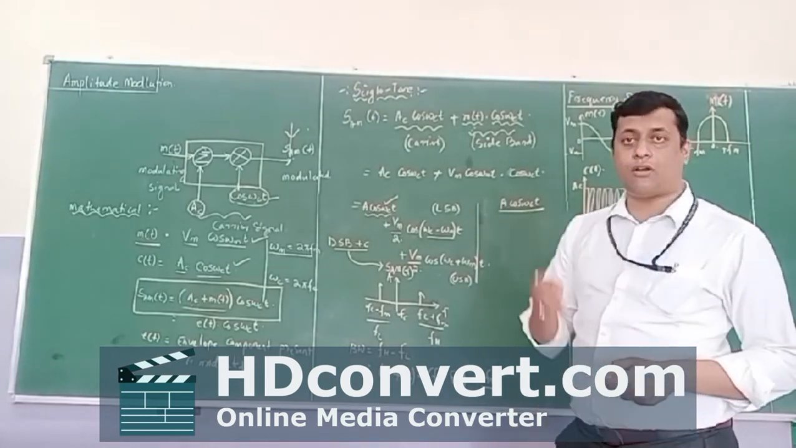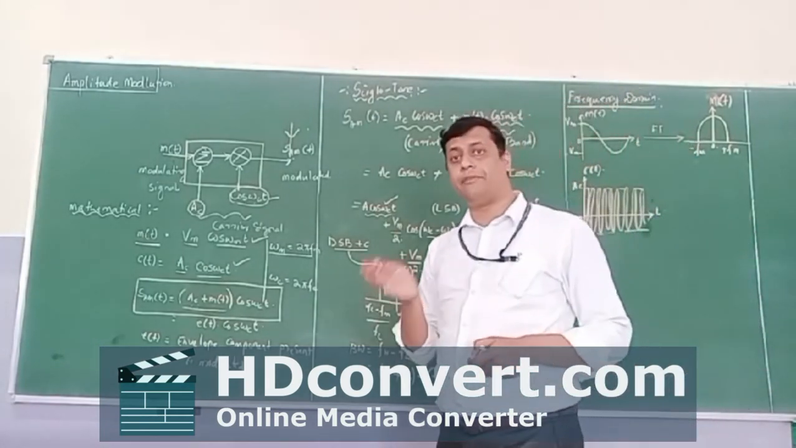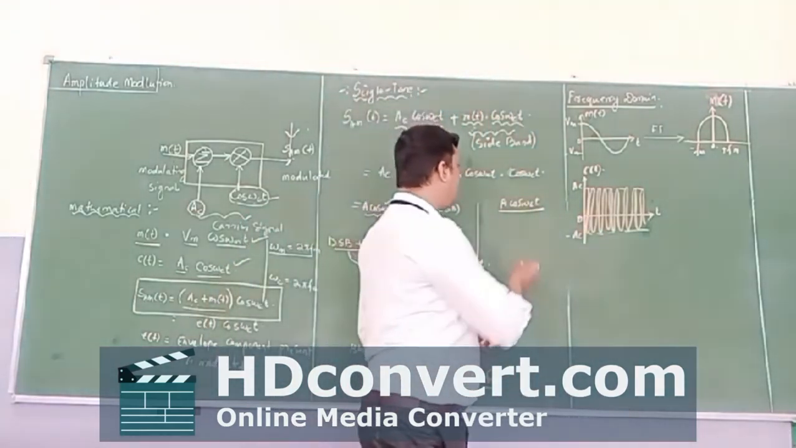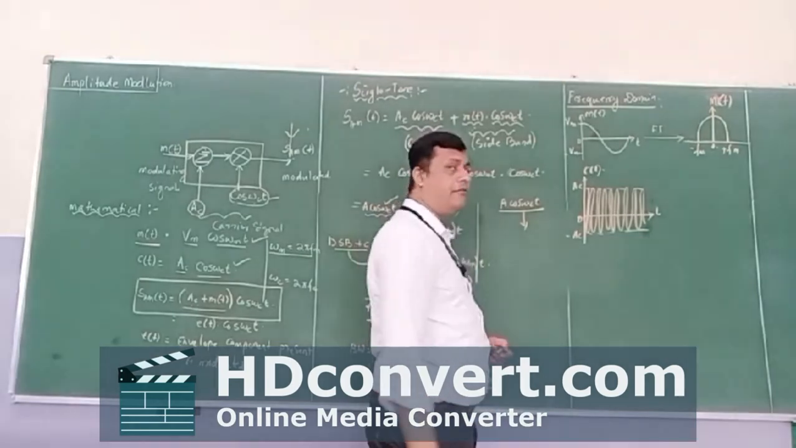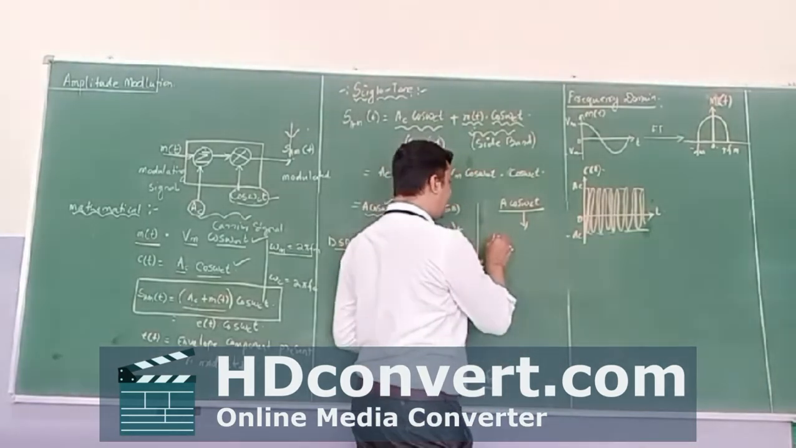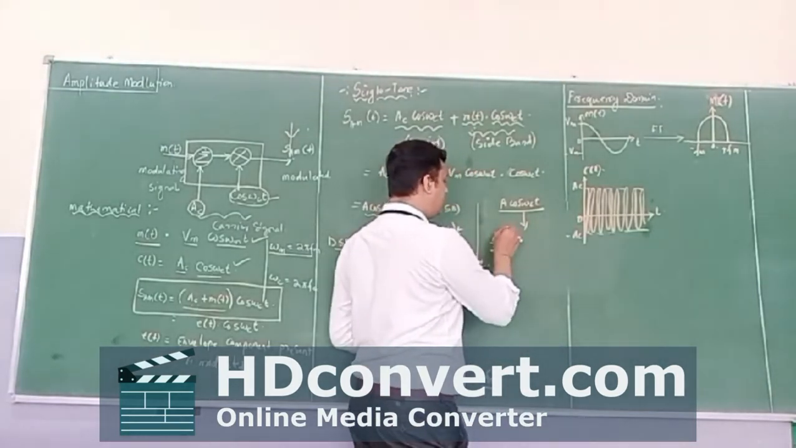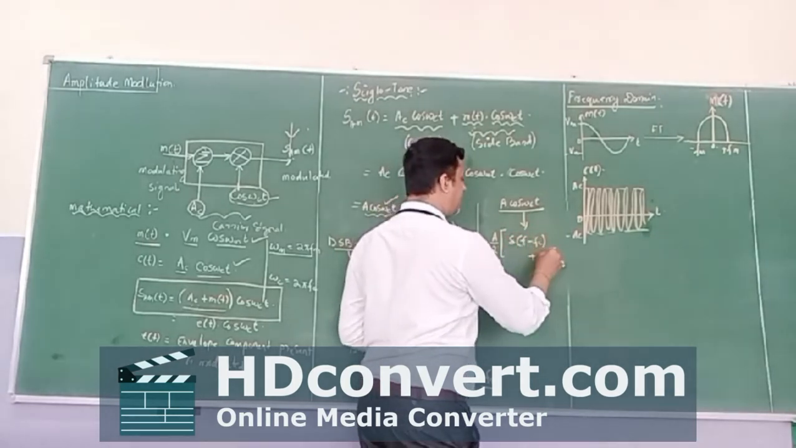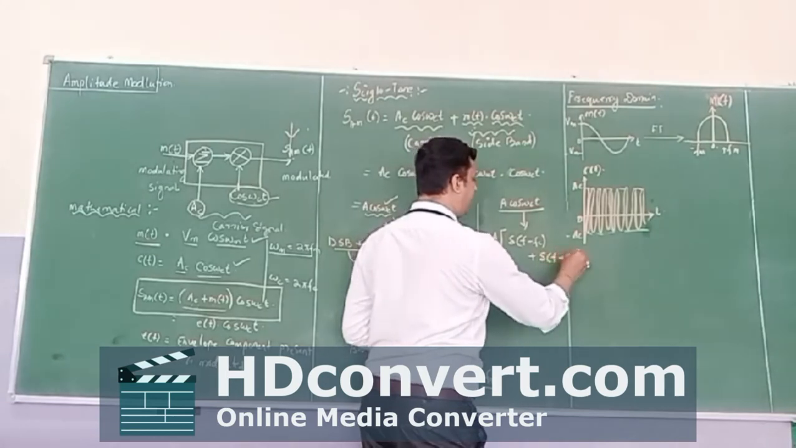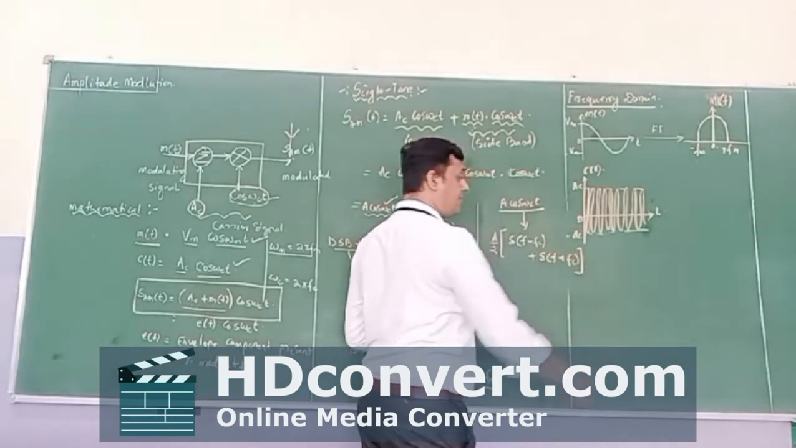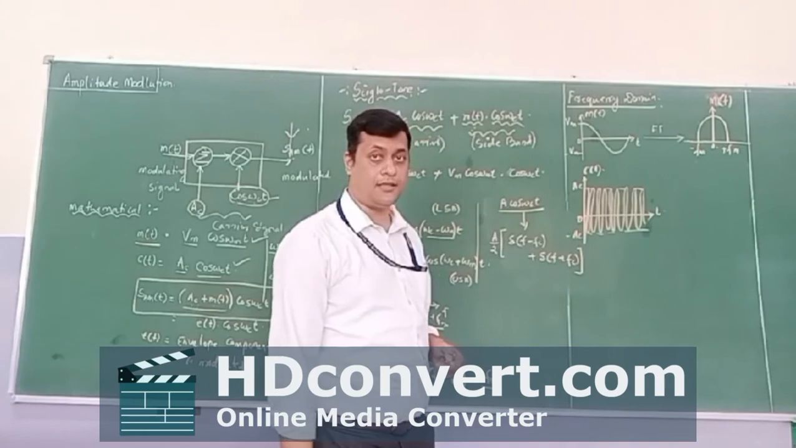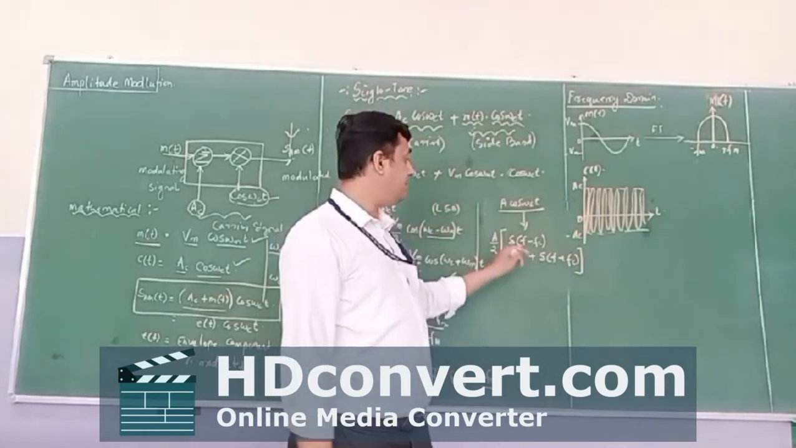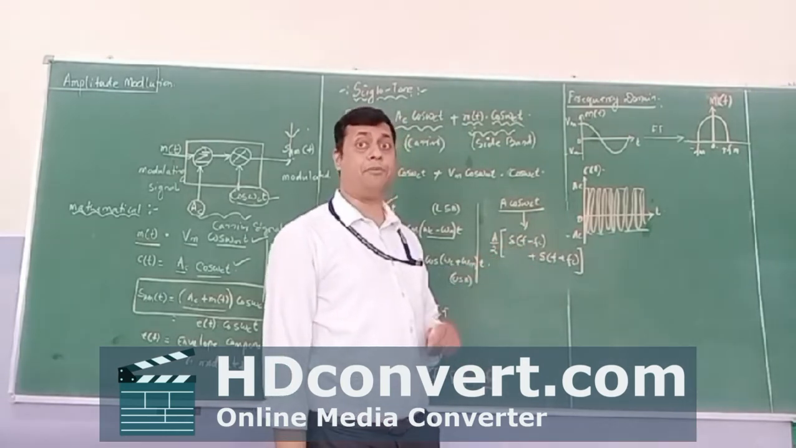But when you transform this into the frequency domain, what will happen? If you take the Fourier transform, we get a relation like A by 2 times delta of f minus fc plus delta of f plus fc. Delta is called an impulse, shifted to f minus fc and f plus fc.